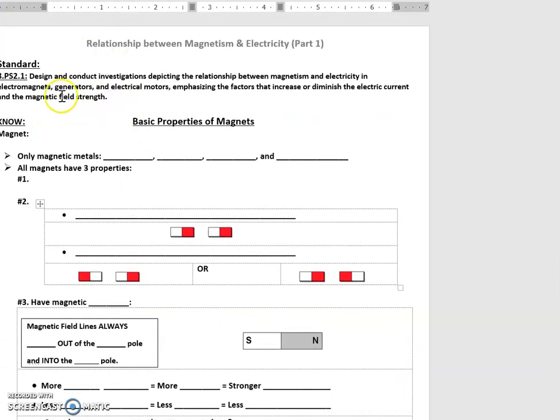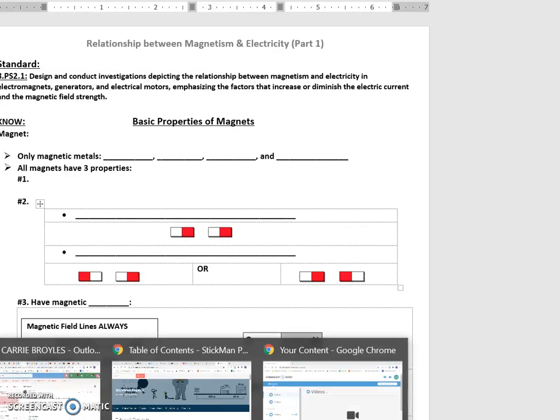This is what the top of it says. I know a little bit may be cut off on the left on my screen right now, but the relationship between magnetism and electricity is our first standard. There are 2 parts to this. There are multiple pages to these notes, but this is the first part, where we're going to look at the basic properties of magnets, and then the rest of part 1 will be done on another day. It is looking at what an electromagnet is, and we'll talk about that here in a little bit.